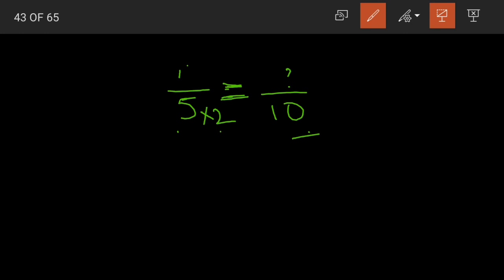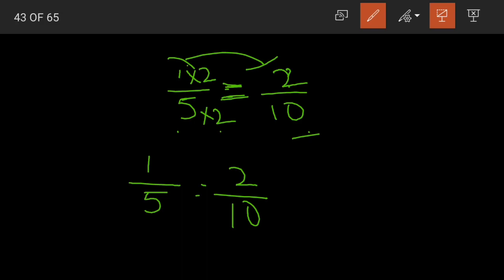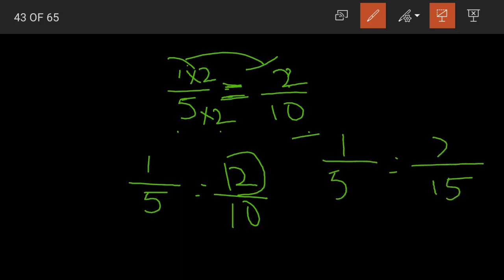Now can we multiply only the denominator and leave the numerator as it is? No, we should multiply the numerator as well. So when we multiply, 1 into 2 becomes 2. So 2 by 10 becomes our new fraction or the equivalent fraction. Understood? 1 by 5 is equal to our 2 by 10. So what came in the place of question mark? 2.